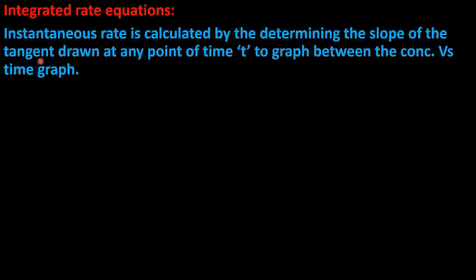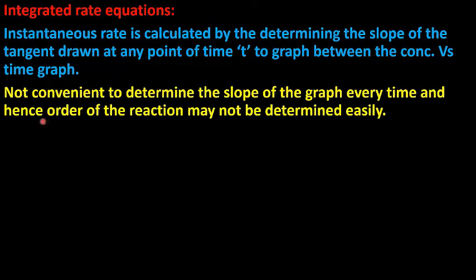Integrated rate equations. We discussed the concentration dependence of rate, and it is called the differential rate equation. Instantaneous rate is calculated by determining the slope of the tangent drawn at any point of time t to the graph between concentration versus time. But it is not convenient to determine the slope of the graph every time, and hence the order of the reaction may not be determined easily.